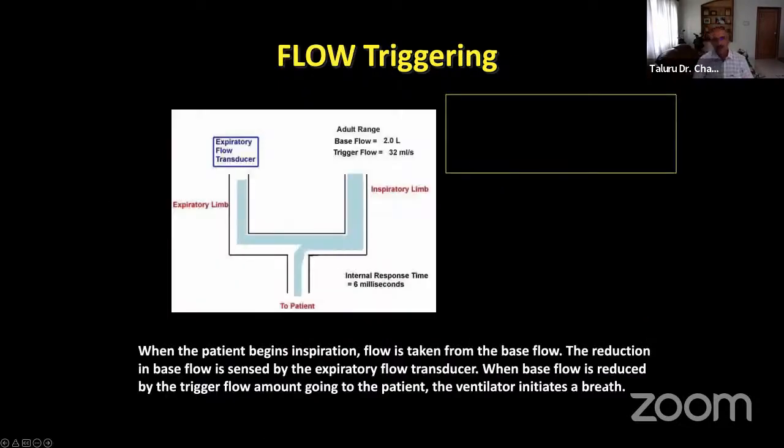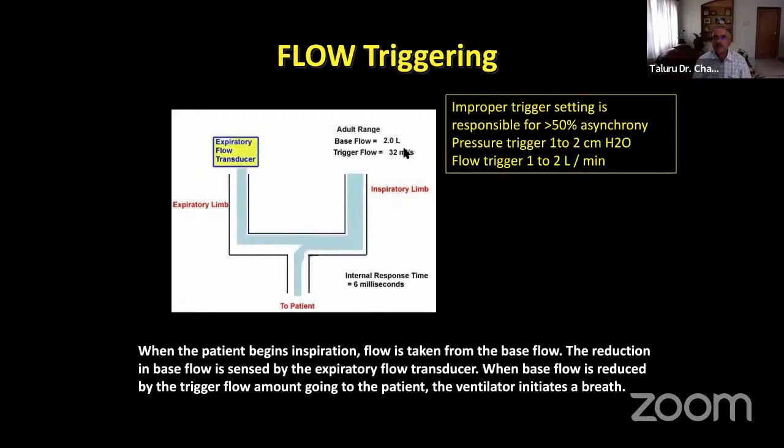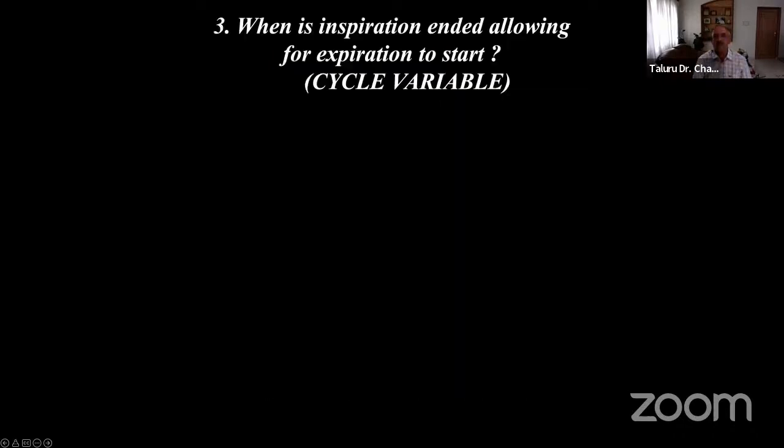So how does the flow trigger occur? There is a flow and some flow goes in when the patient starts breathing, and the ventilator analyzes, it knows that some flow I have lost, the patient has drawn some flow. So then it initiates a breath. This is how the flow triggering occurs. All the values have been put. This is the science behind it. You can go through that. See, improper trigger setting is responsible for more than 50% of asynchrony. Pressure trigger is 1 to 2, flow trigger is 1 to 2. That is what you have to remember.